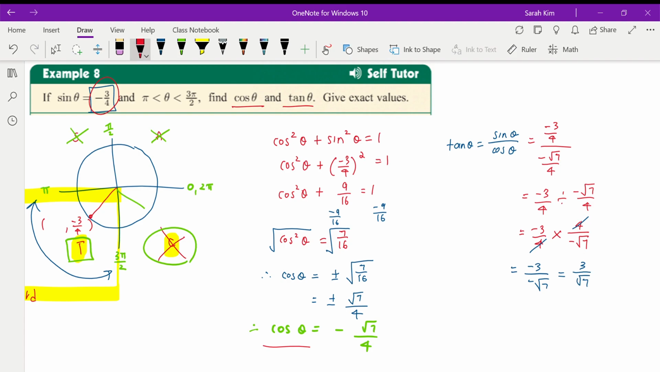Okay, I'm just going to finalize my answer, just so it's a bit neat. So cos theta we found as this, and then tan theta we found as 3 over square root 7. So there you go, there's your answers.